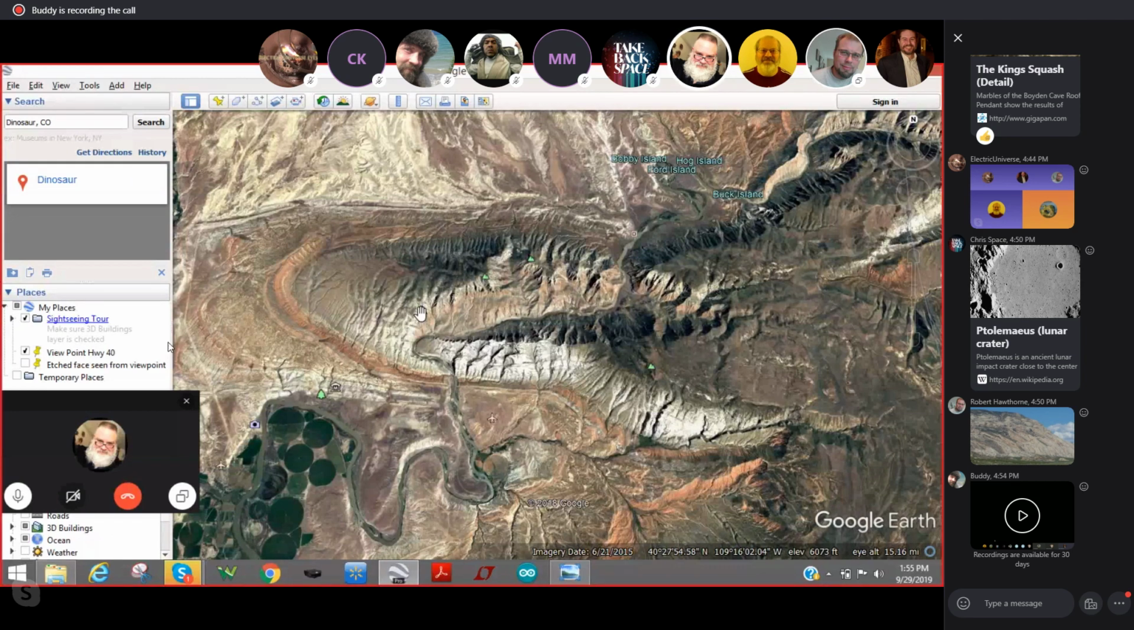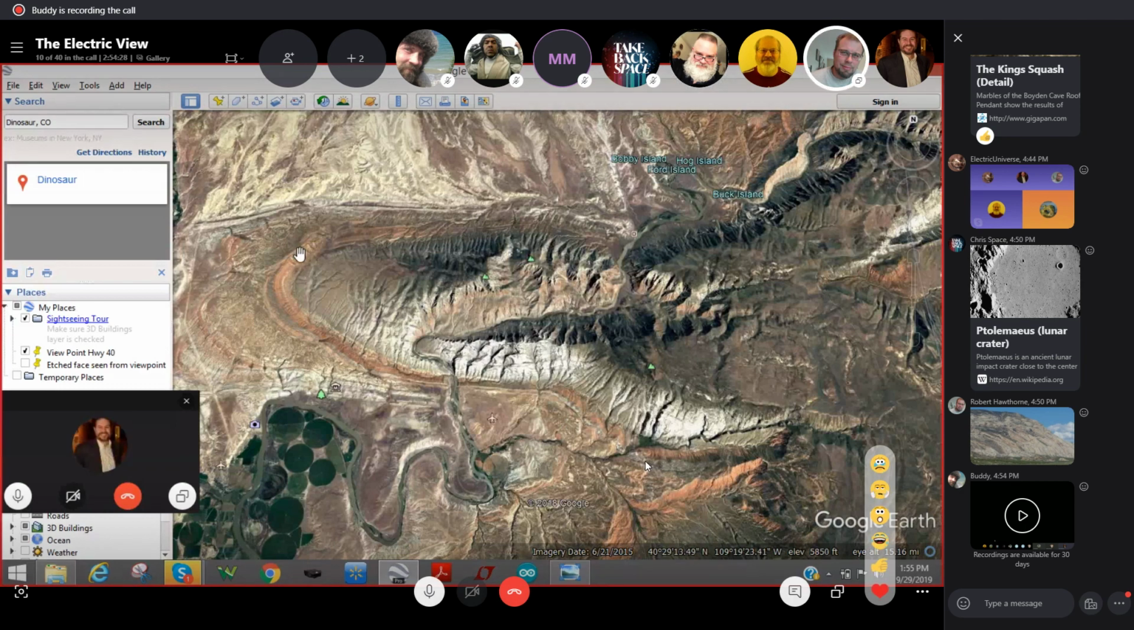And I love the fact that you can see the dinosaur quarry right there. I think it's the quarry exhibit hall. Well, yeah, that's where.